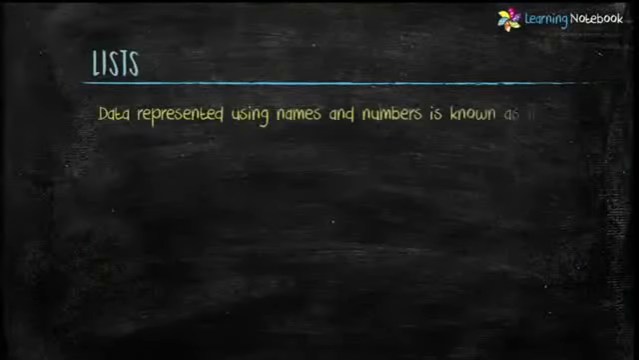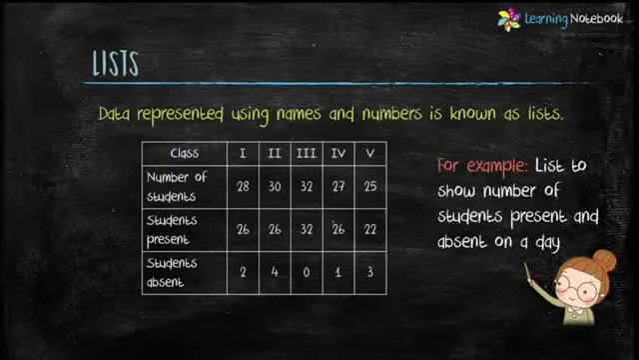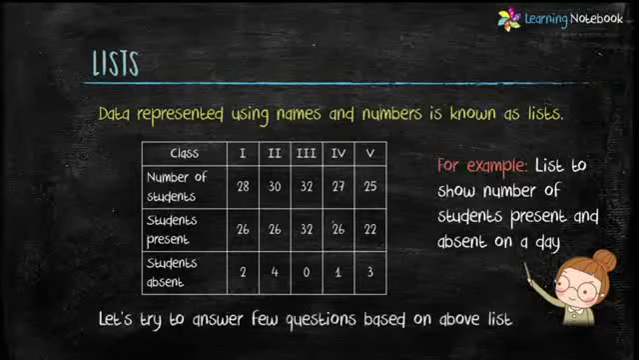So students, we can say data represented using names and numbers is known as list. For example, this is a list to show total number of students present and number of students absent on a day for classes 1 to 5. So now let's try to answer few questions based on this list.